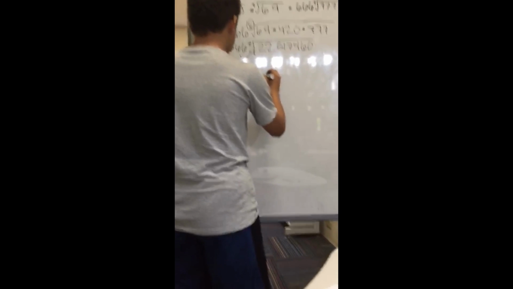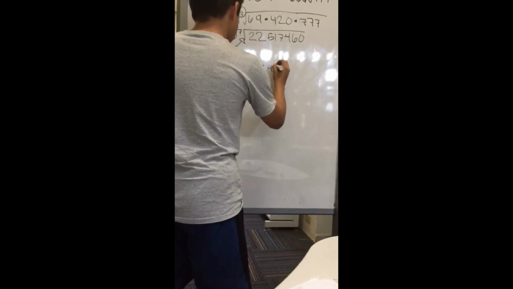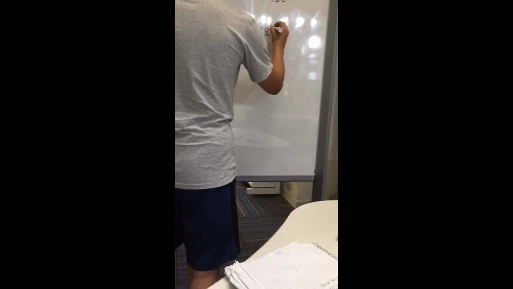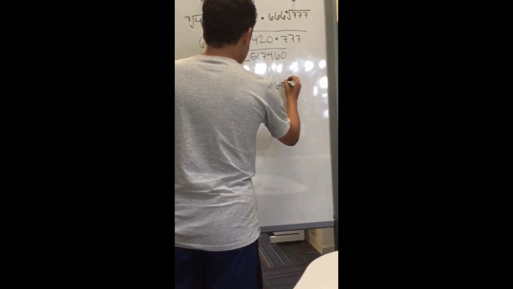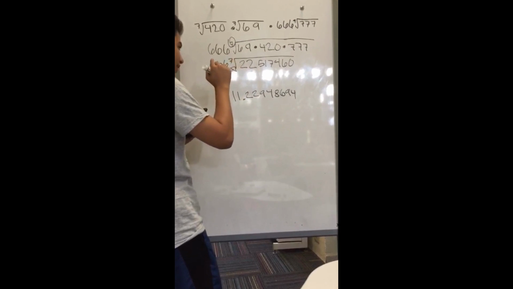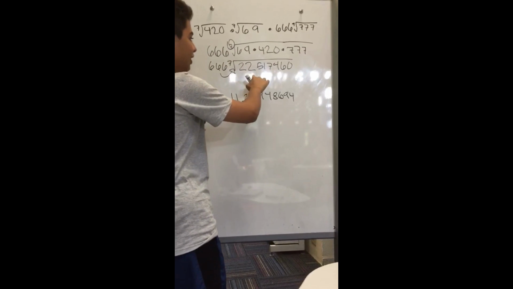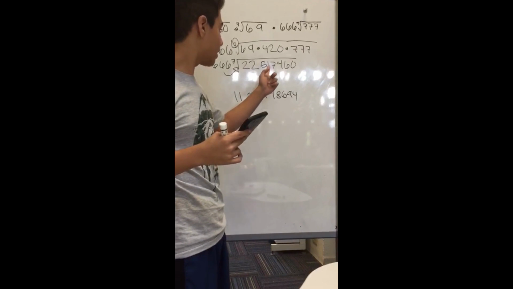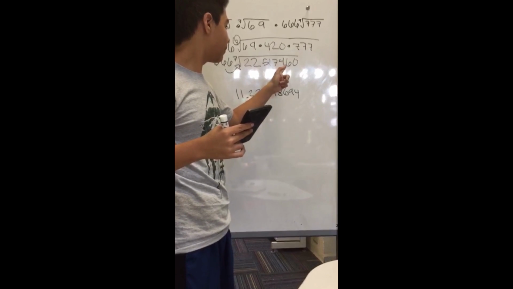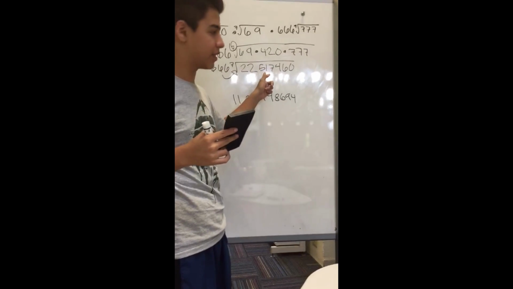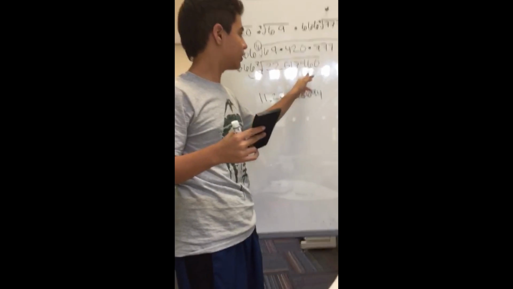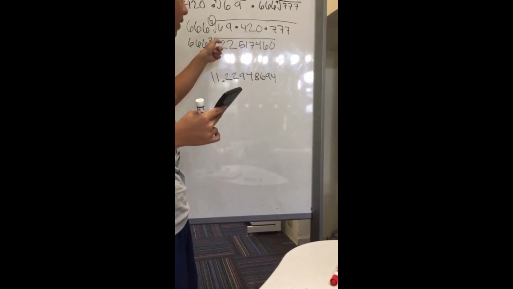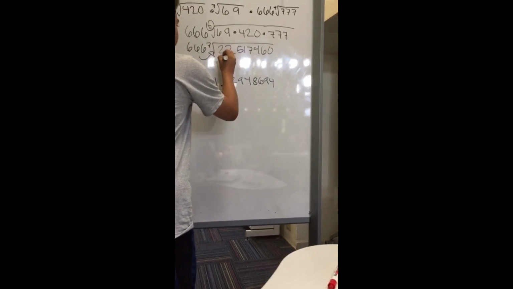So apparently this is the 7th root of what will be 100,000. I'm sorry. 460. This is the 7th root. Okay.